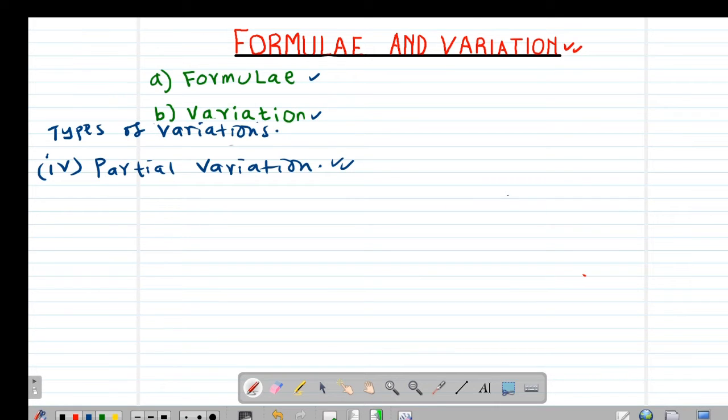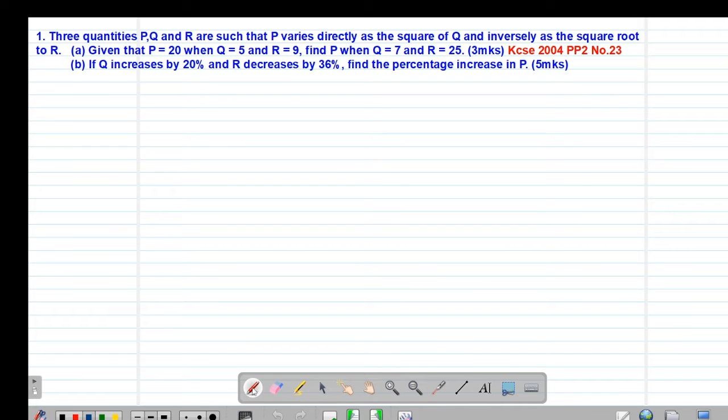So let's look at an example involving the three types of variation. Example number 1 is a past KCSE question tested in 2014, paper 2, question number 23. It reads that three quantities P, Q and R are such that P varies directly as the square of Q, and inversely as the square root of R. So actually this is what we are calling a joint variation, because it is combining both direct variation and inverse variation.